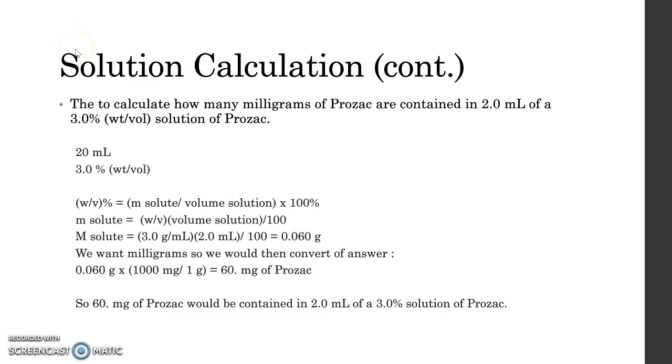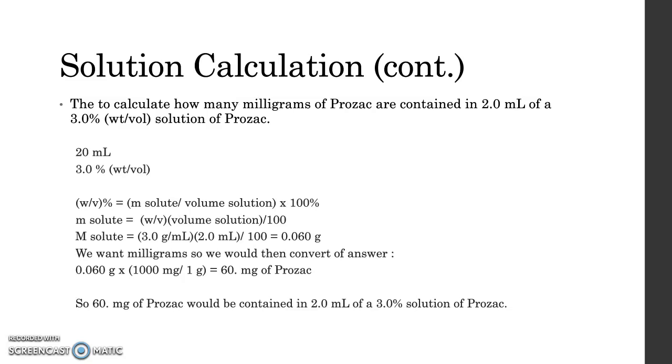Okay, so now we are finally to the end of this presentation where I will show you the solution calculation of how many milligrams of Prozac are contained in 2.0 milliliters of a 3% weight over volume solution of Prozac. So we do know the volume and the percentage. With this, we would use the formula of weight over volume percentage, and it is equal to mass of solute over volume of solution times 100.